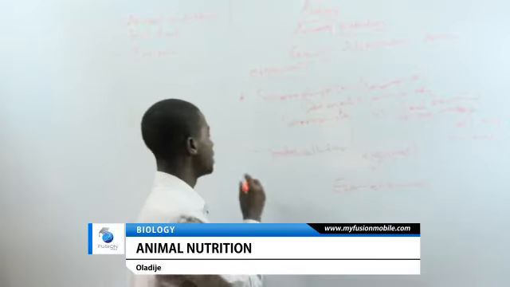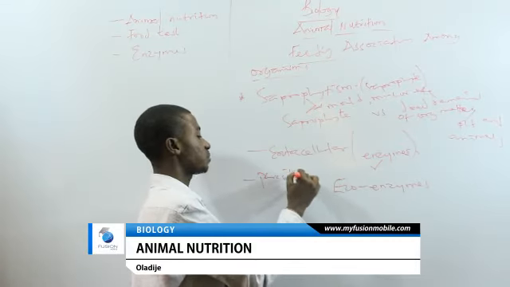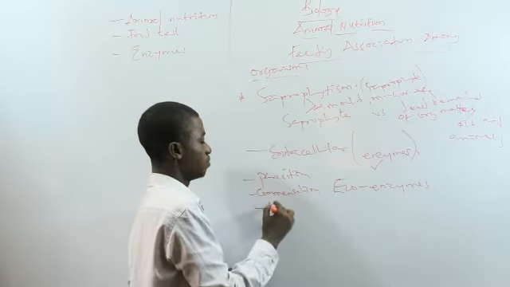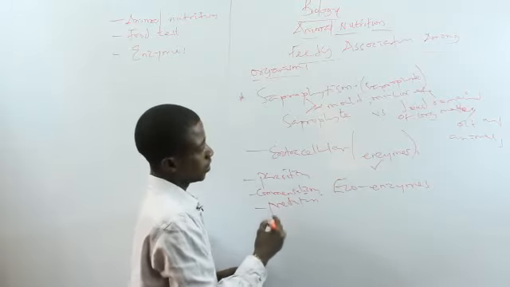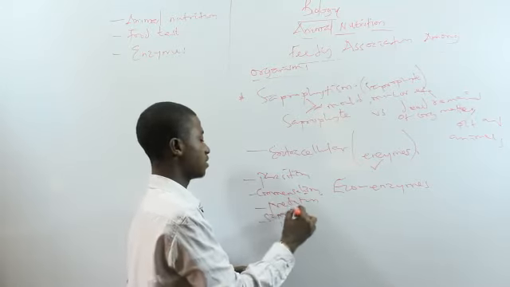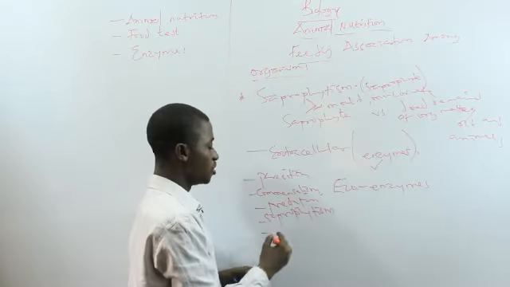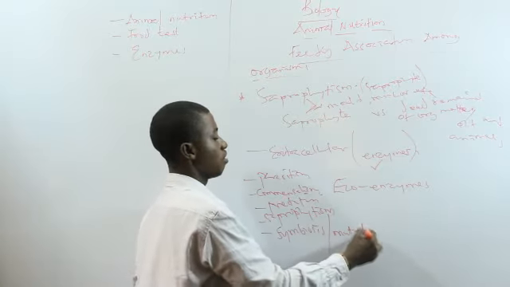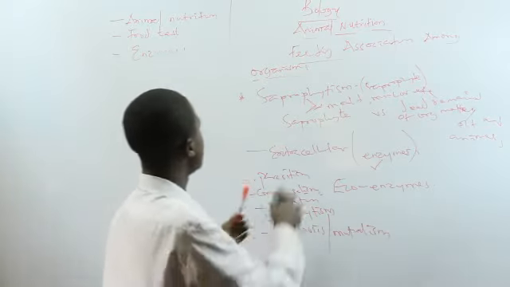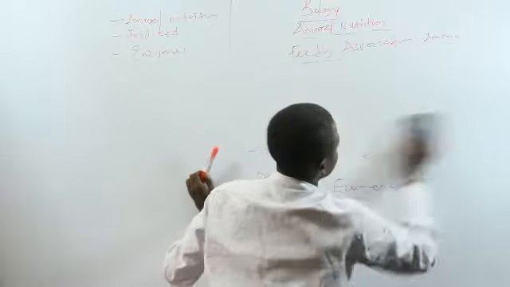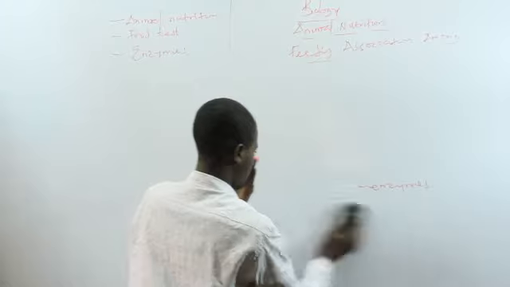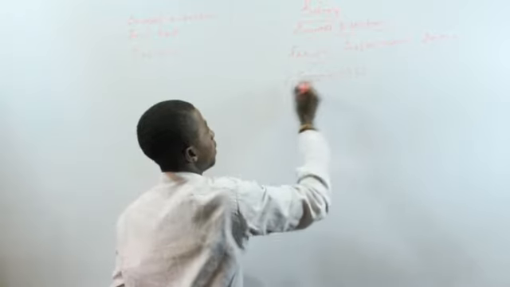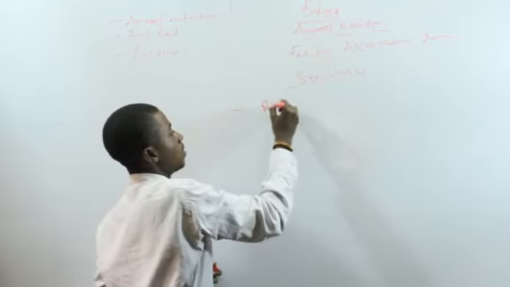And so far so good, we've been able to look at parasitism, commensalism, predation, and saprophytism. And now we're going to be looking at symbiosis, or mutualism. That will be the last one we'll be looking at. Symbiosis is also referred to as mutualism.